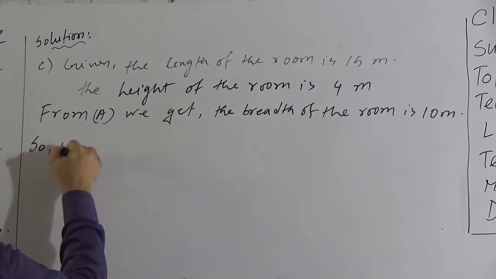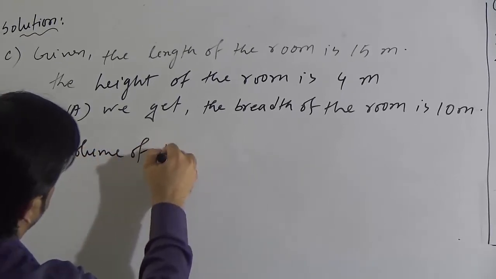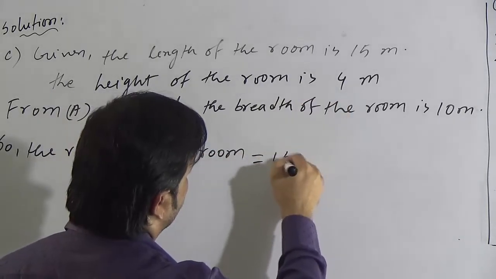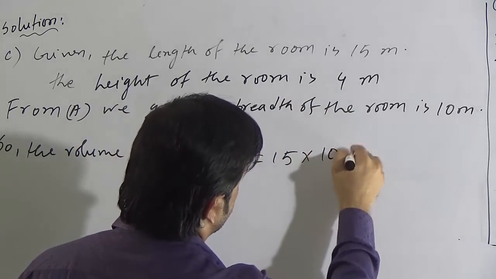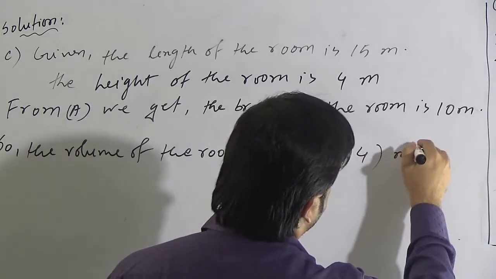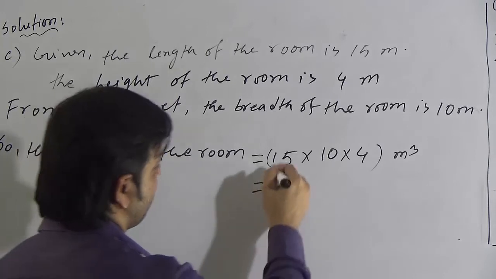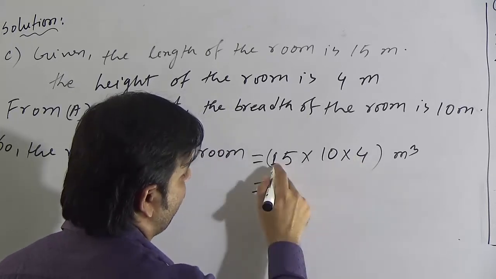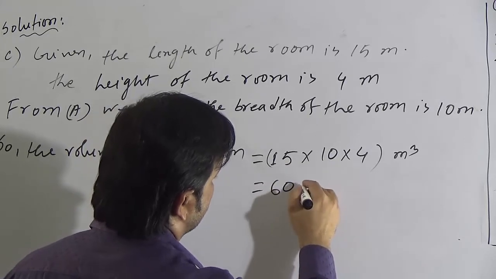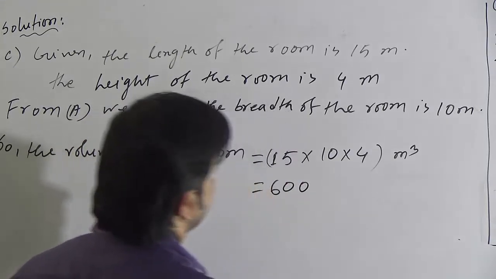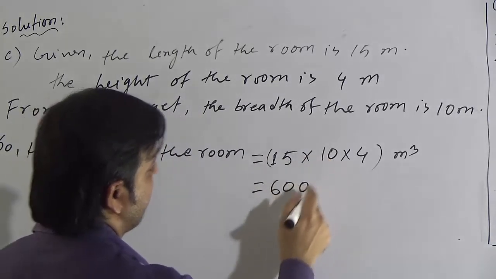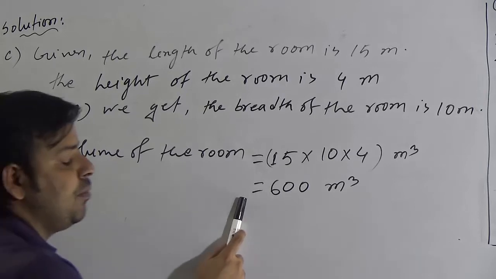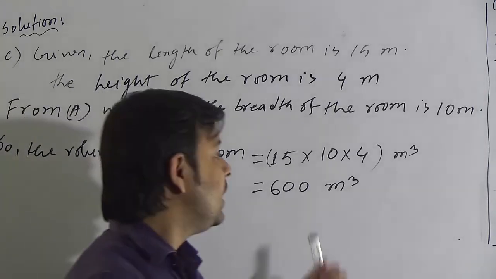So now we can determine the volume of the room easily. The volume of the room will be equal to the product of 15, 10 and 4, in cubic meter. 4 15s are 60. Then if we multiply 60 by 10, this will be 600 cubic meter. Dear students, this is the volume of the room, in cubic meter.